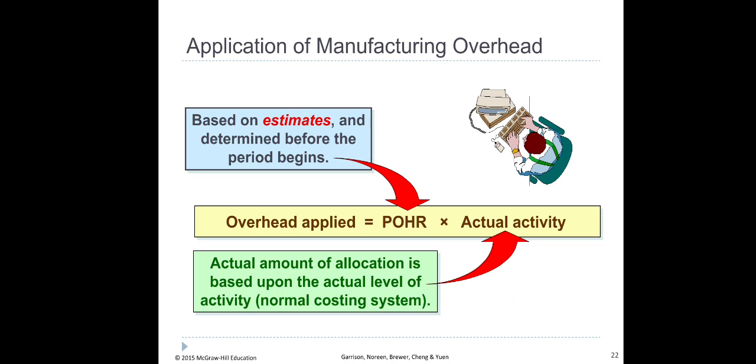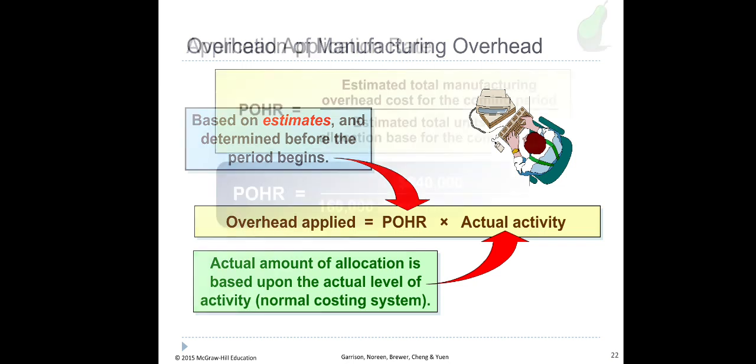Applied overhead, or allocated overhead, is equal to the POHR, the one that you have seen the calculation for before, times the actual activity or actual allocation base. If the allocation base is labor hours, then you multiply by the actual labor hours. If the allocation base is machine hours, then you multiply by the machine hours. The calculation is not very difficult. You can see the calculation in the example that I will show you after this.